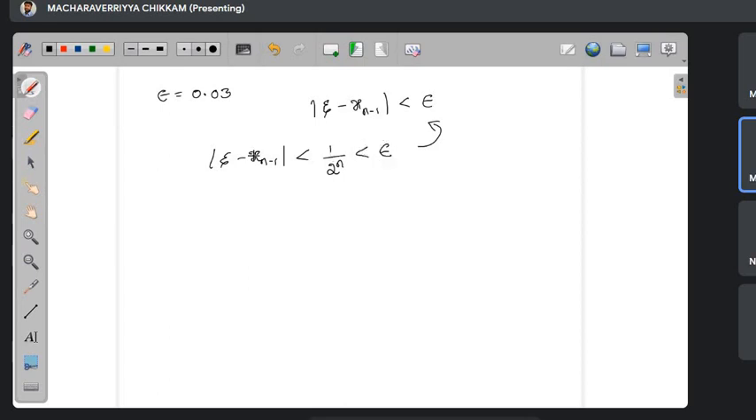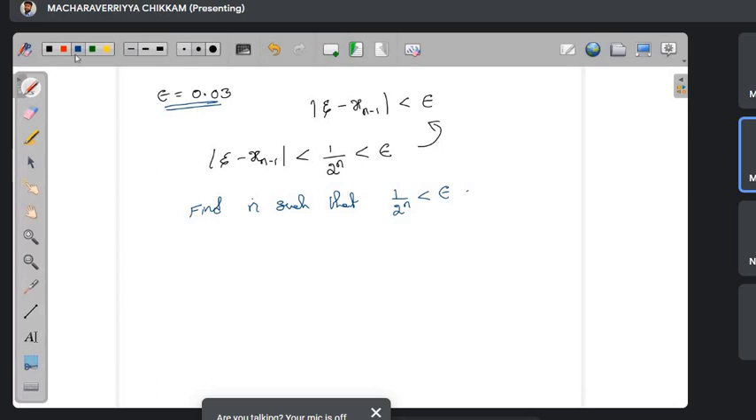So now if you want to have this much of accuracy, you just do one thing, you try to find n such that 1 by 2 power n is less than epsilon. Okay, so now we want to find n so that this 1 by 2 power n is less than epsilon, where epsilon is the desired accuracy.